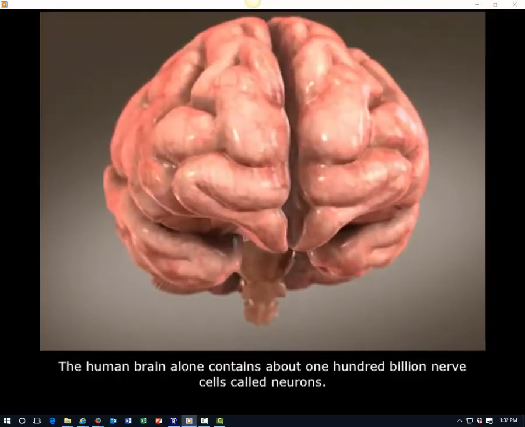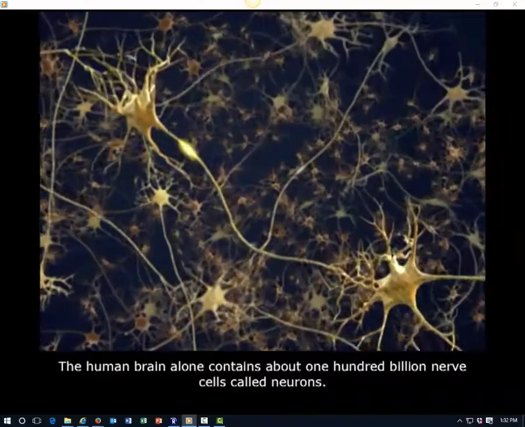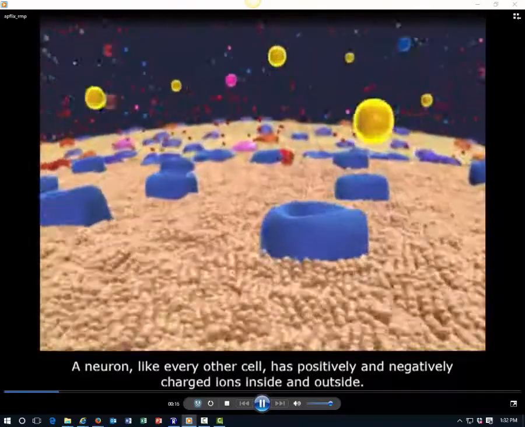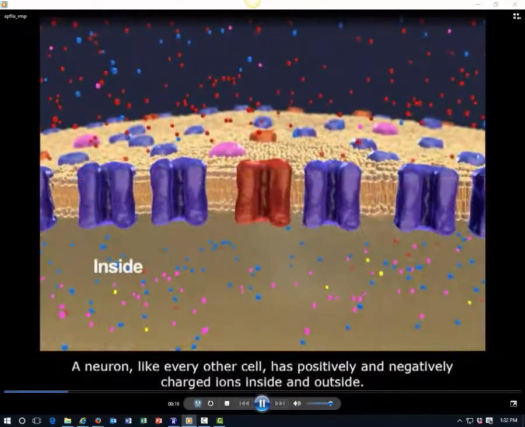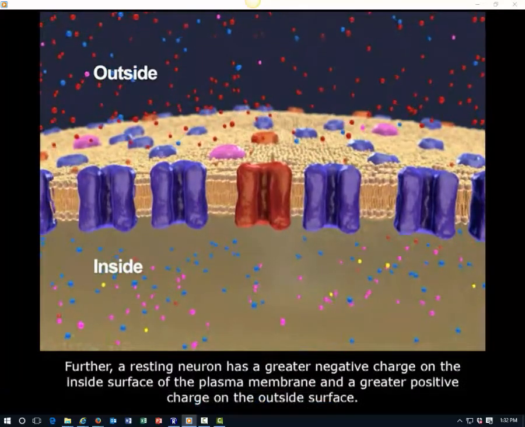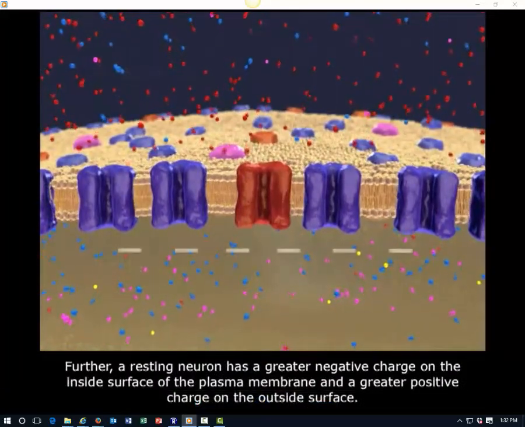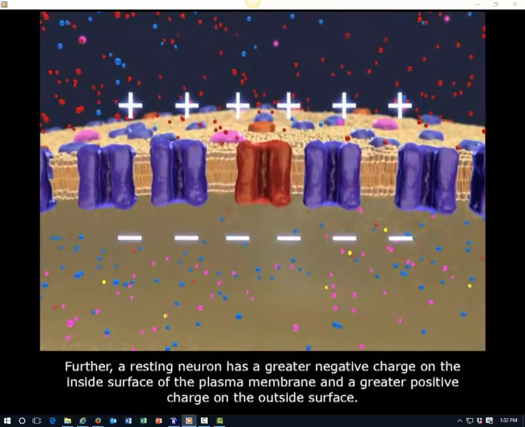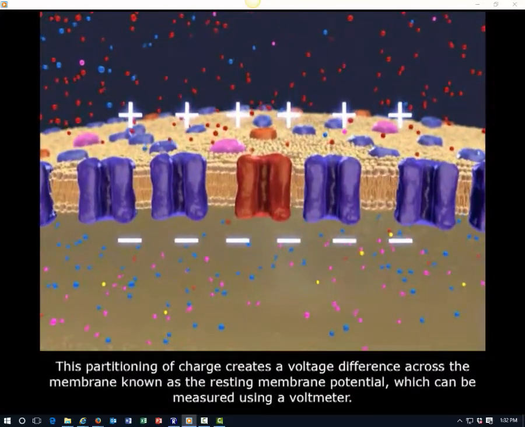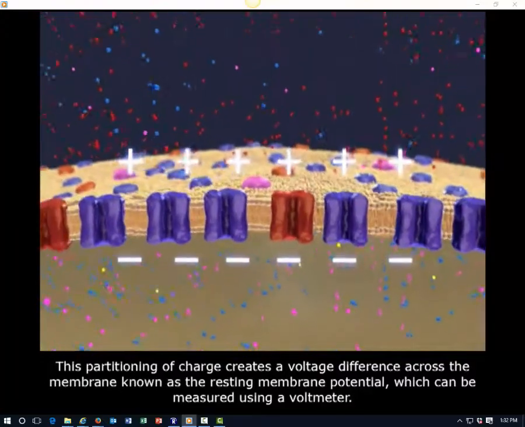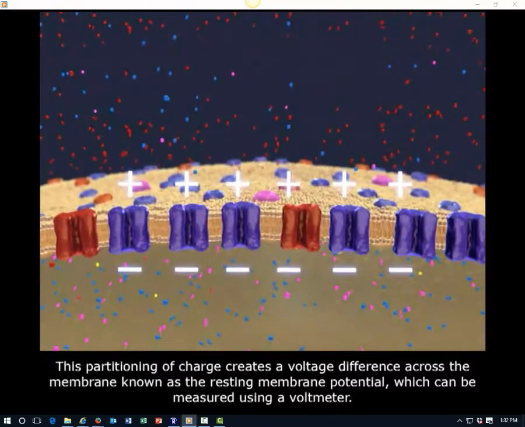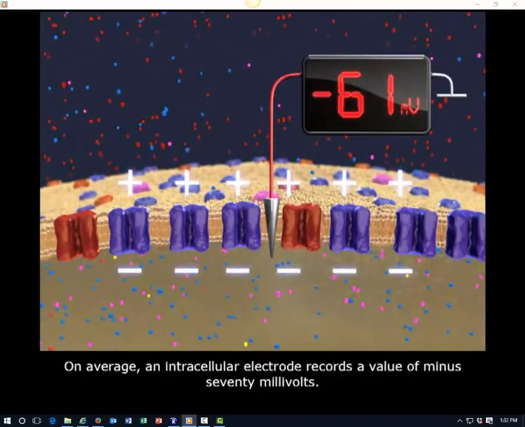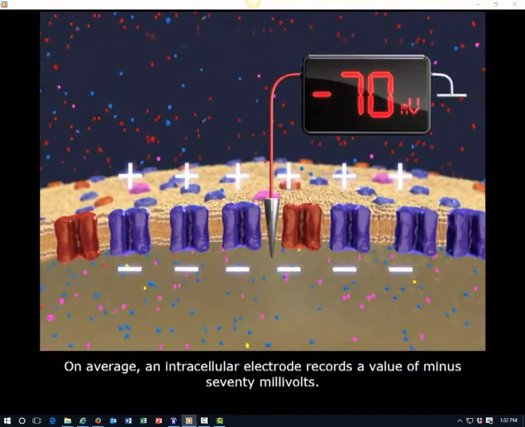The human brain alone contains about 100 billion nerve cells, called neurons. A neuron, like every other cell, has positively and negatively charged ions, inside and outside. Further, a resting neuron has a greater negative charge on the inside surface of the plasma membrane and a greater positive charge on the outside surface. This partitioning of charge creates a voltage difference across the membrane known as the resting membrane potential, which can be measured using a voltmeter. On average, an intracellular electrode records a value of minus 70 millivolts.